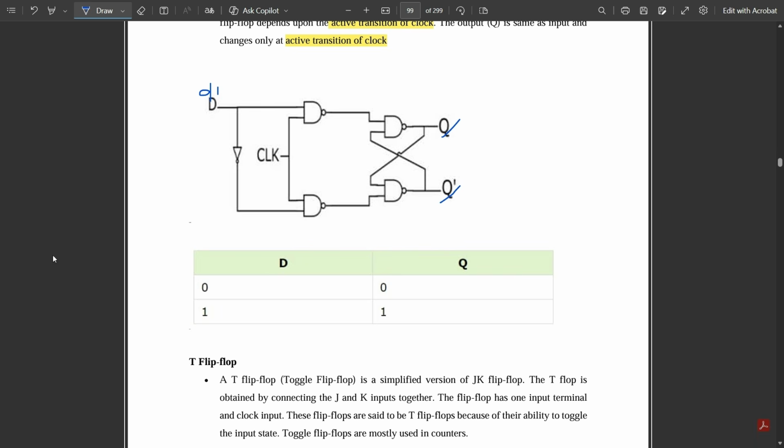You see at the truth table, it's very simple. Whatever input you give, the same would be the output. If the data input is 0, at the output stage it would be 0. If the data input is 1, at the output stage it would be 1. So this is the basic functioning of the D flip flop.